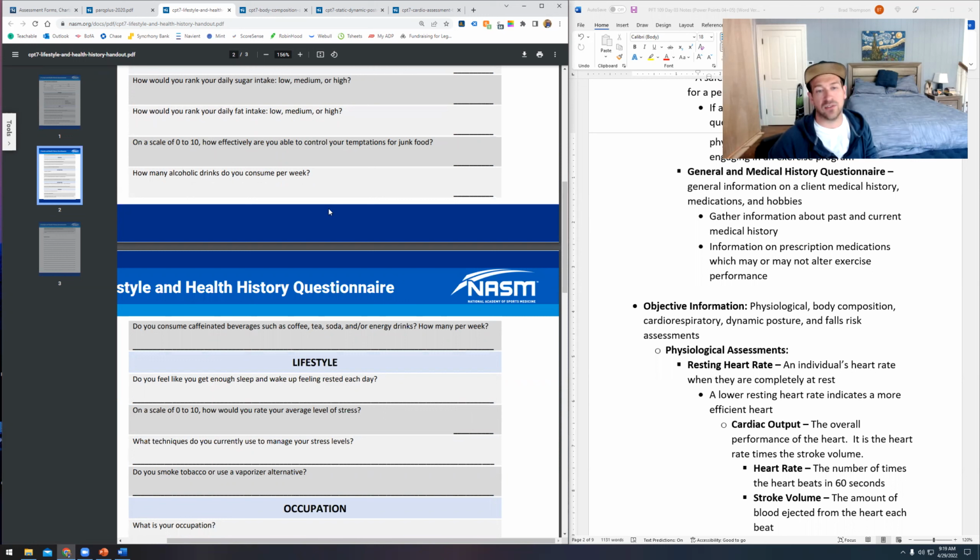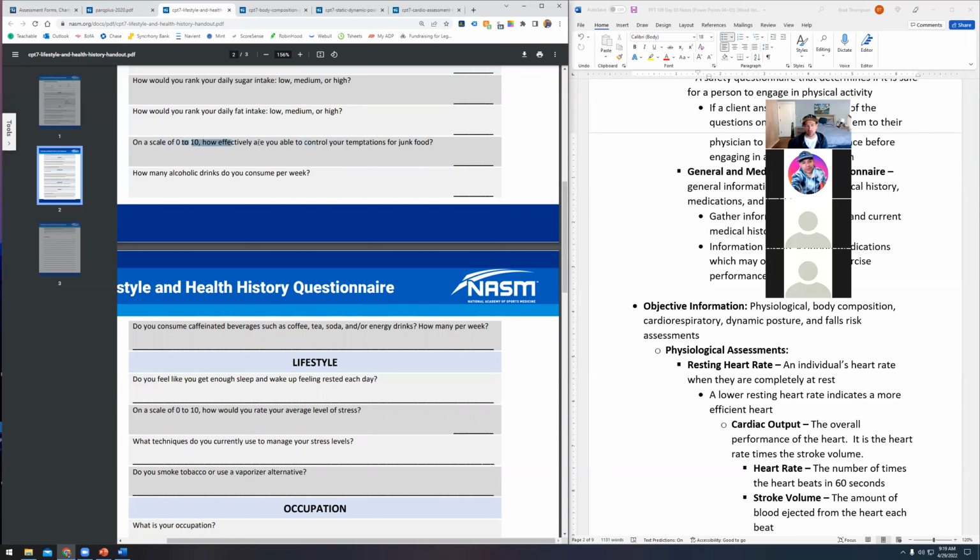How effectively do you feel like you control your temptations around junk food, on a scale of 0 to 10? Me personally, guys, when it comes to junk food, I would put my own self-control at around a 5. I'm not that great around junk food. If it's around, I'm probably gonna partake. It's one of the reasons why my girlfriend and I were talking about this the other day. We shop very differently. She likes to have snacks in the house for when we're watching movies and stuff.